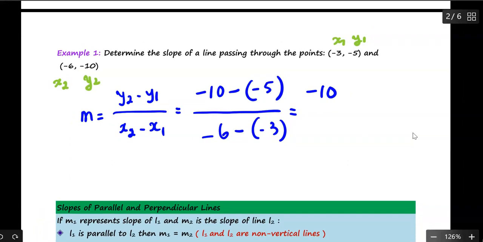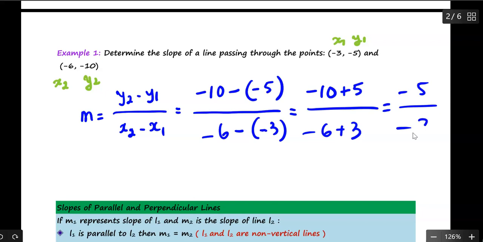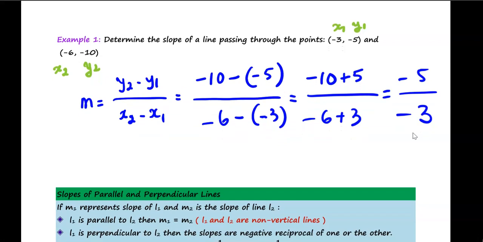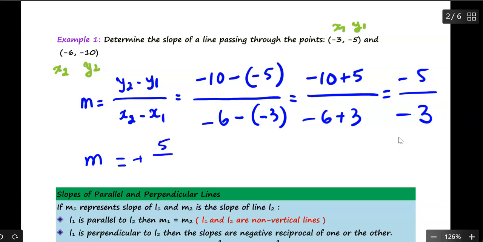So therefore, here is my -10 plus 5. Here I should have -6 plus 3. So this will give me -5 divided by -3. You cannot leave -5 divided by -3. You have to say that a negative divided by a negative will give you a positive answer. So m is equal to positive 5 over 3.